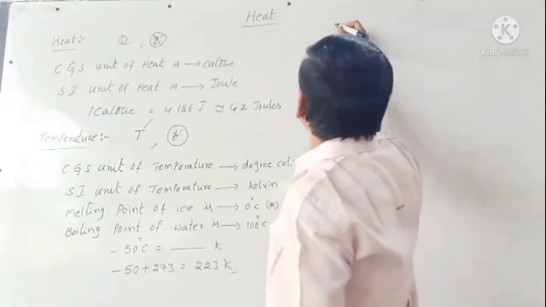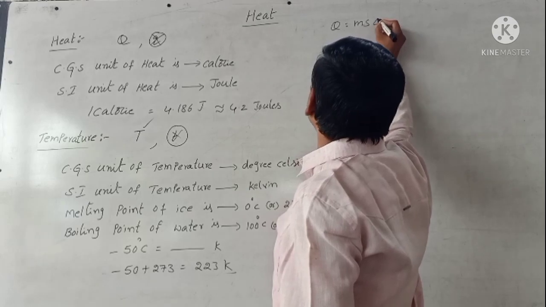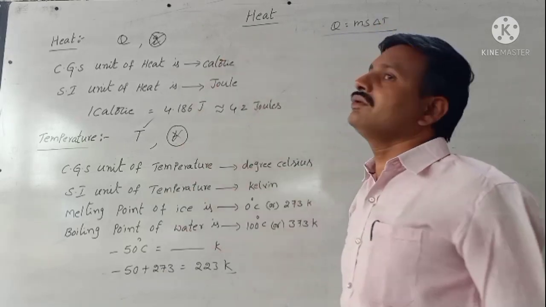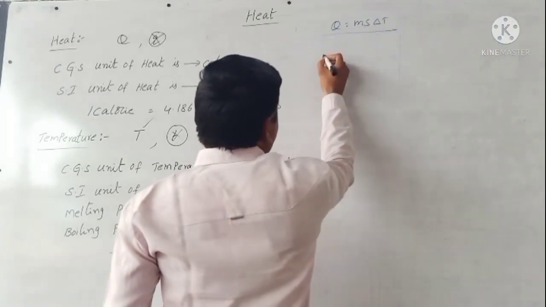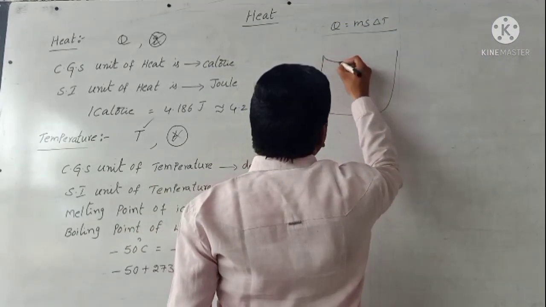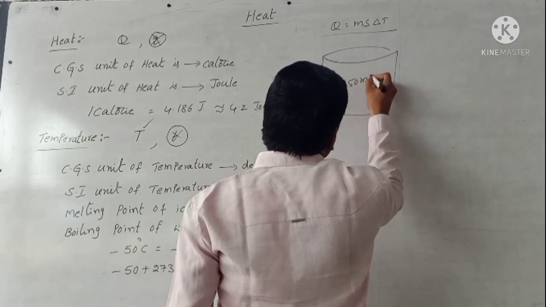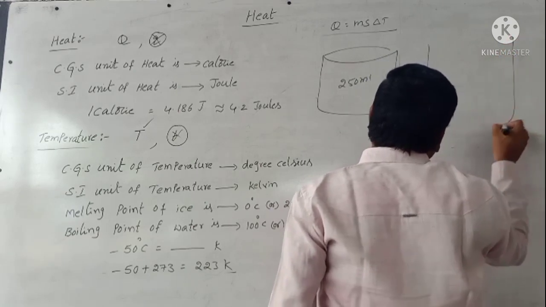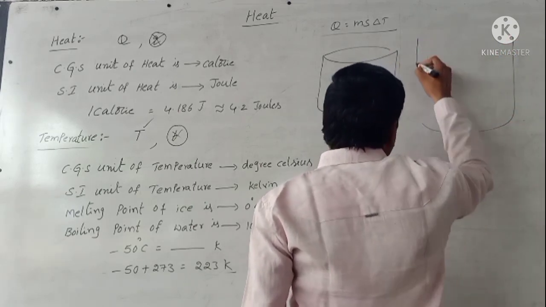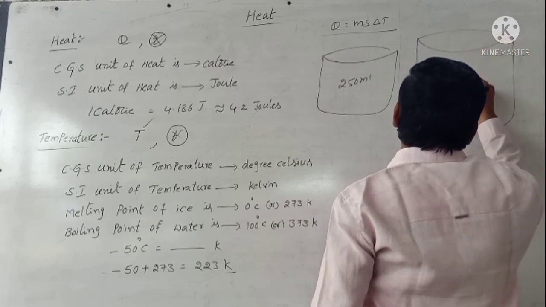After that, Q equals m s delta T, we will discuss it. Derive Q equals m s delta T. Here we take two beakers. The first beaker has 250 ml of water, and the second one has 1 liter, which means 1000 ml.